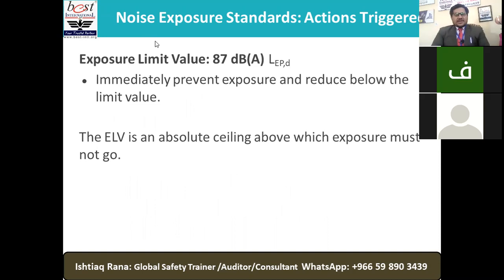Now, the noise exposure standards: actions are triggered by the exposure limit value, 87 decibel. What we have to do is immediately prevent exposure and reduce it below the limit value. Whenever you believe 85 decibel or above is there, immediately prevent exposure and reduce below the limit value. The ELV, exposure limit value, is an absolute ceiling above which exposure must not go. Otherwise, if it is unavoidable, of course, you have earmuffs or the right type of ear defenders.